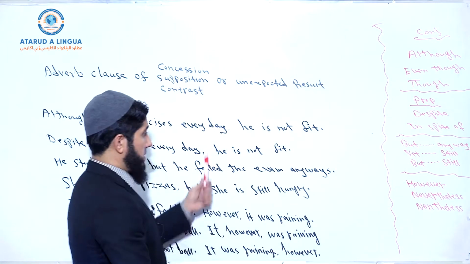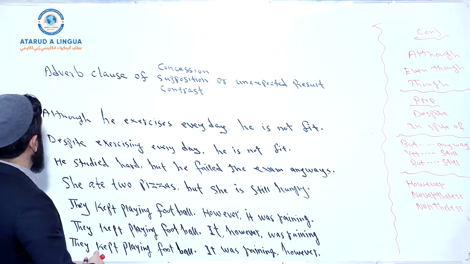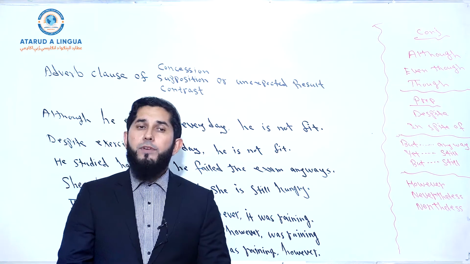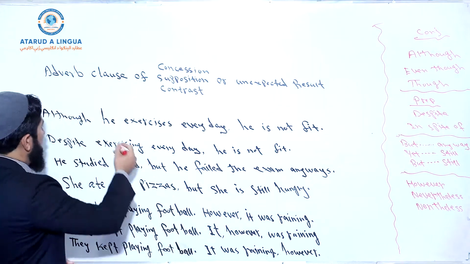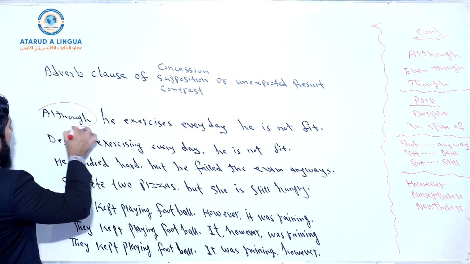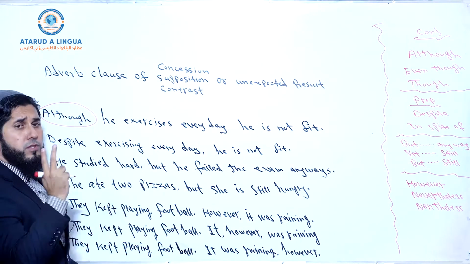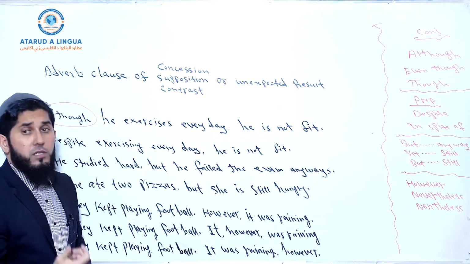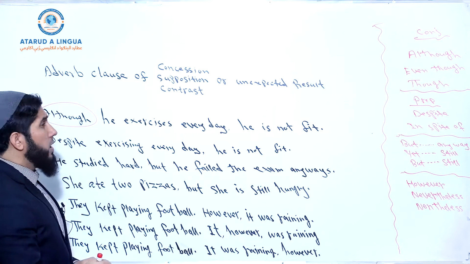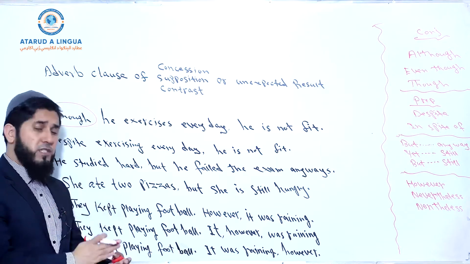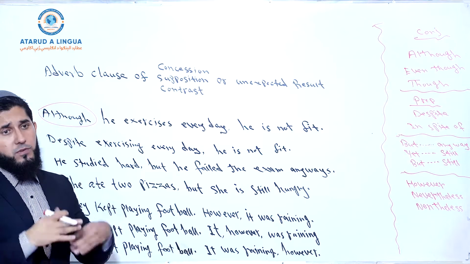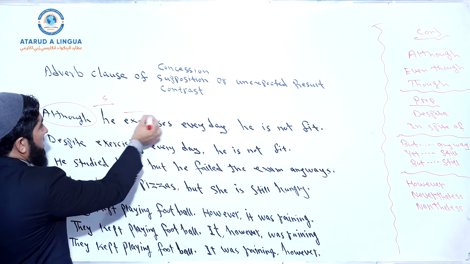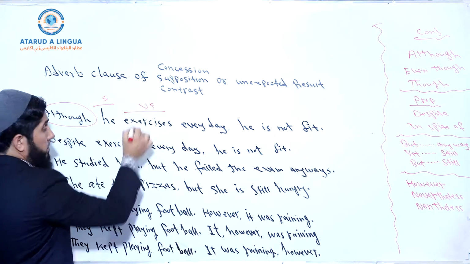Now look at these sentences. Look at these examples. Although he exercises every day, he is not fit. Look, I told you that although, even though, though, these three are conjunctions. What kind of conjunctions? Subordinating conjunctions. And subordinating conjunctions must always be followed by subject plus verb in a sentence, okay? So what is he? Subject. And exercises is the verb form, okay?